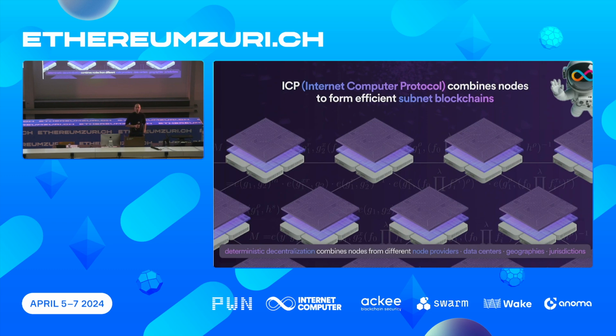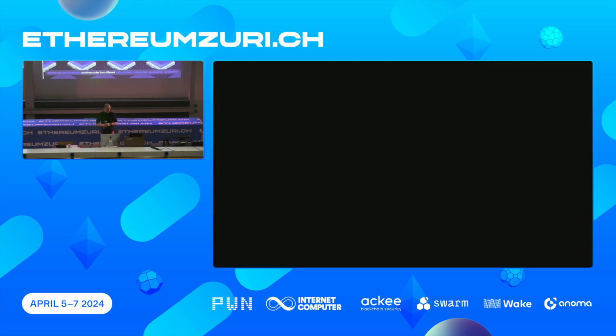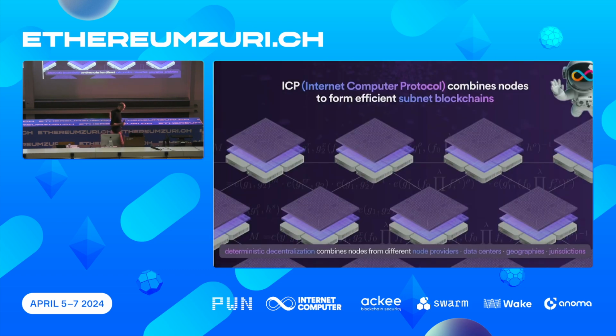ICP also combines nodes in order to form efficient and very performant subnets. We have a thing that is called deterministic decentralization, where the placement of node machines in a particular subnet is controlled by a DAO, and the DAO really takes into account the node providers, the data centers, the geography, jurisdiction, in order to have a heterogeneous subnet, as heterogeneous a subnet as possible.